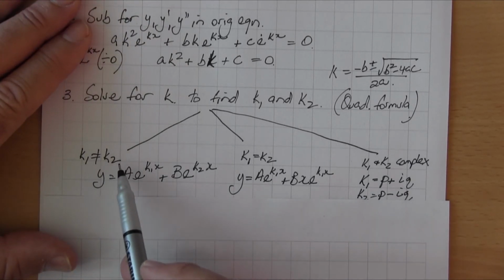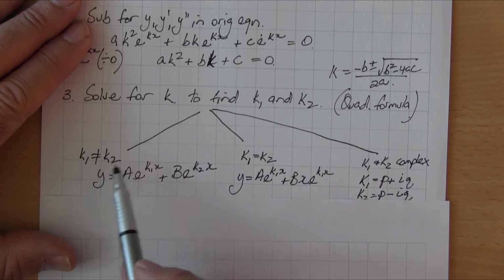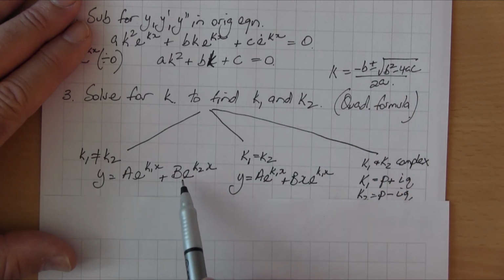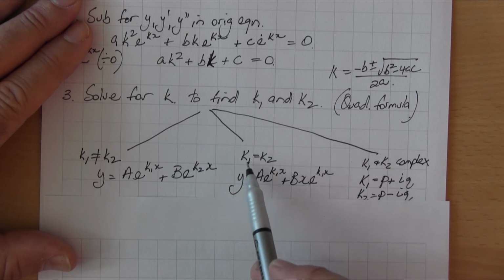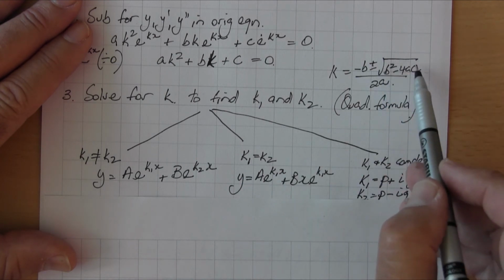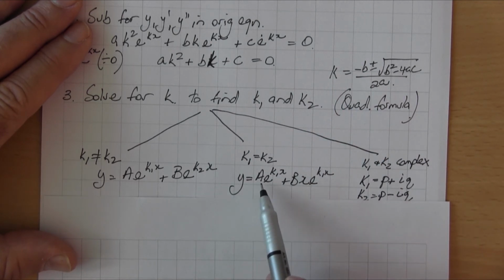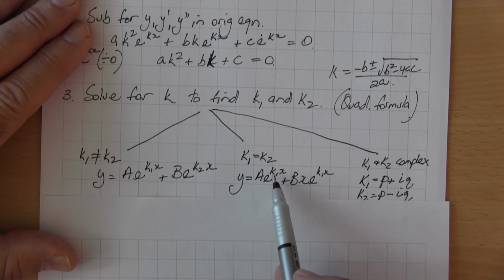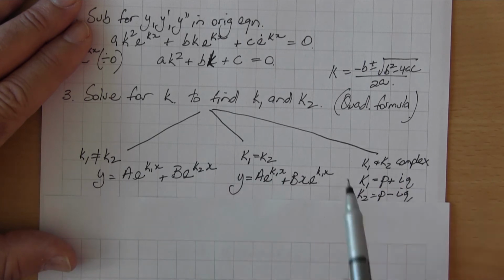If k1 is not equal to k2, you get y = Ae^(k1x) + Be^(k2x). So if you get 2 values for k1 and k2, you can just substitute in there. If k1 is equal to k2, in other words if b² − 4ac is equal to 0, you'll just get 1 value of k. You only get 1 value, don't forget. So whatever value of k you get, substitute in there: y = Ae^(k1x) + Bxe^(k1x). Now, the x is important, a bit different to the previous case.